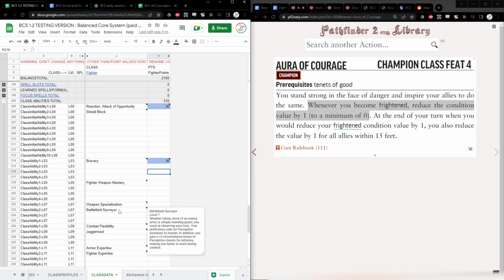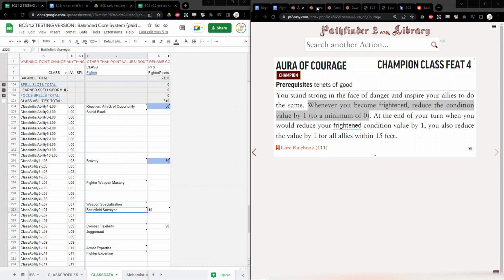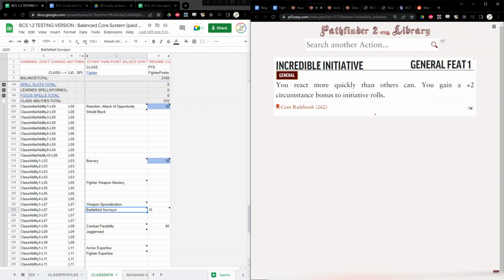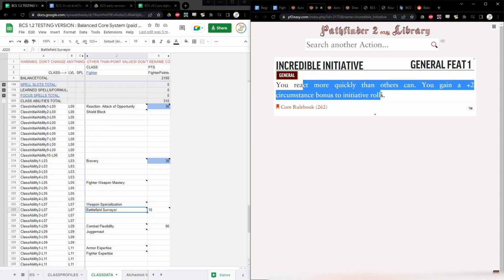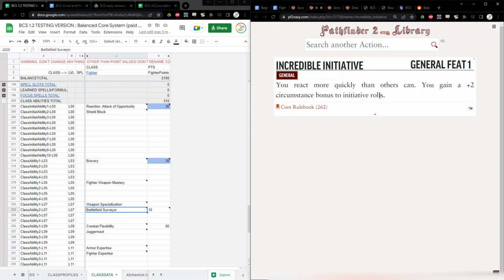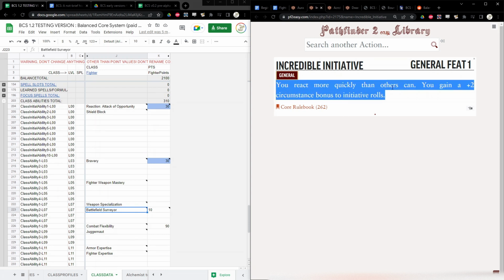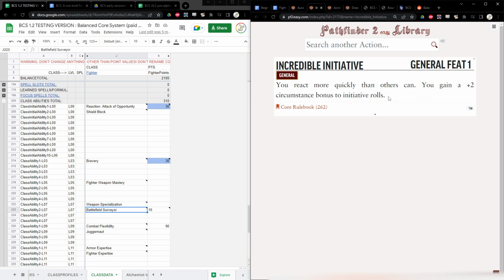The next unique feature is Battlefield Surveyor, which is just Master in Perception, but then it gives you this extra thing. You gain a +2 circumstance bonus to Perception checks for initiative. When I go searching around in the feats, you find pretty quickly that Incredible Initiative, General Feat 1, is exactly that. If you find a feat that's exactly the same, then that's probably the value you're going to want. So that's General Feat 1, which means it's going to be 10 points.